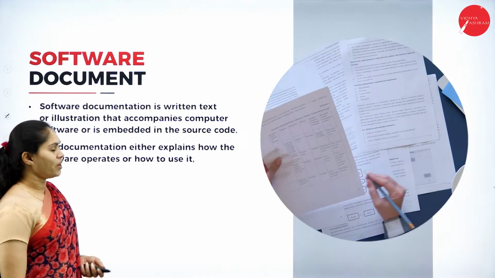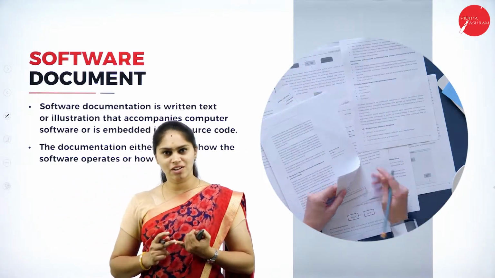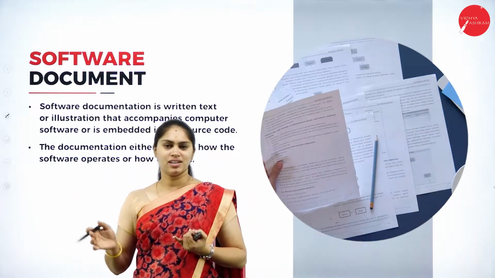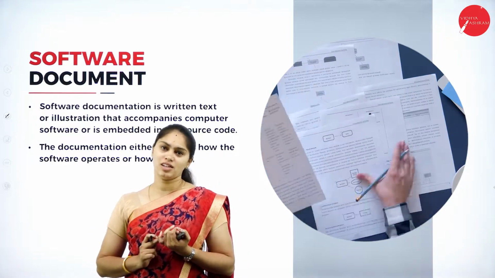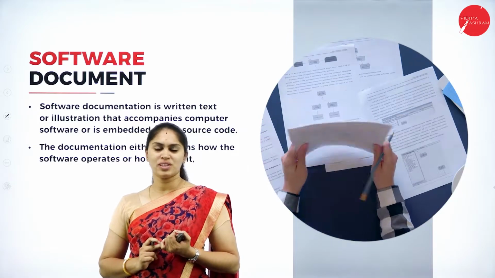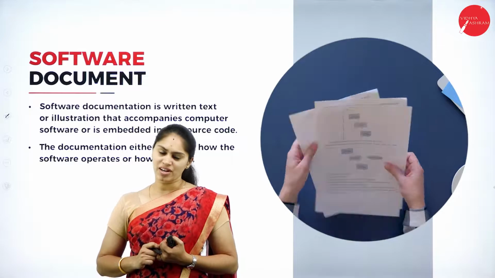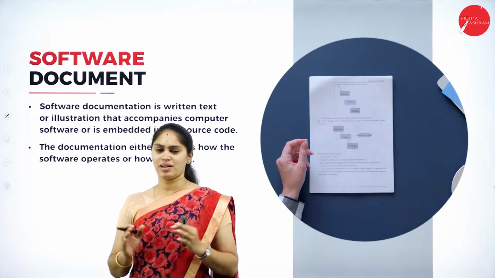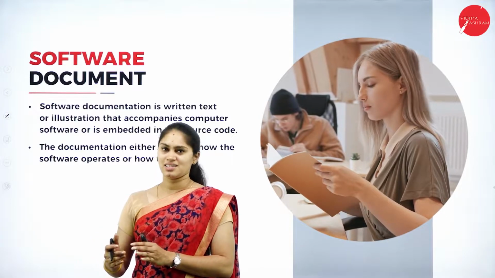So next, we'll see about the software document. Now we got to know that we have a requirement that has been gathered and analysis is done, and now it needs to be documented. Already we know about the SRS, that is the software requirement specification. In that we have functional requirements and non-functional requirements. Everything will be well documented by the analyst, right?